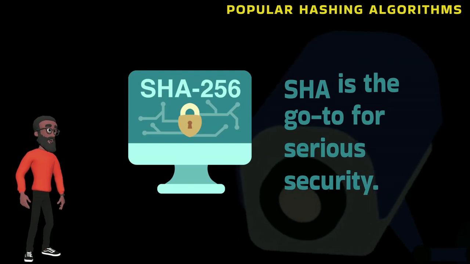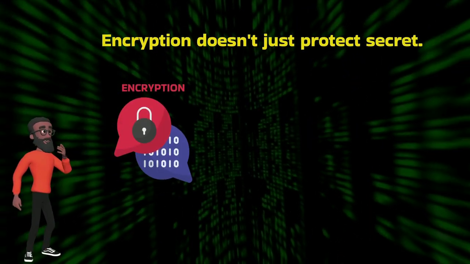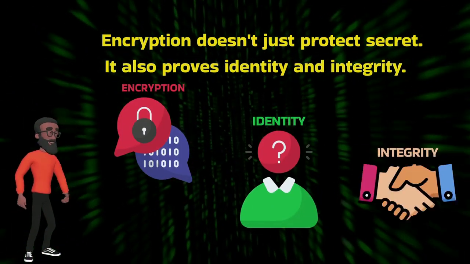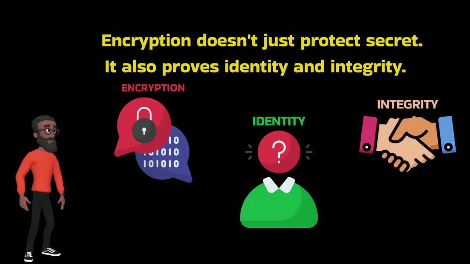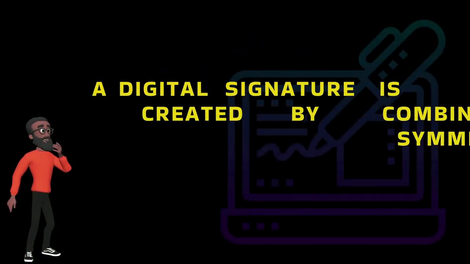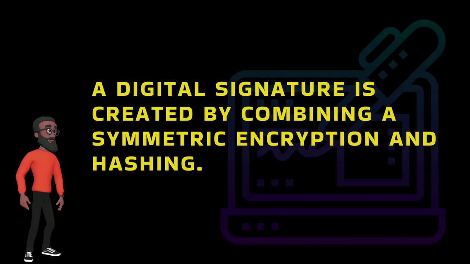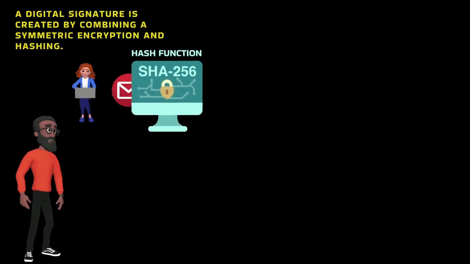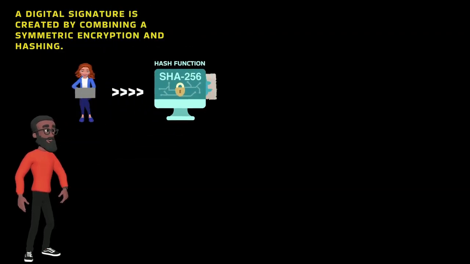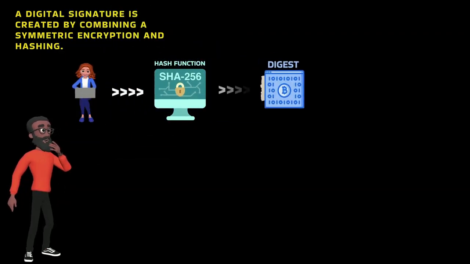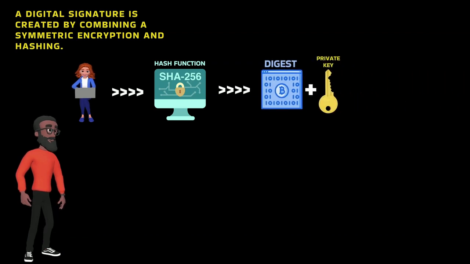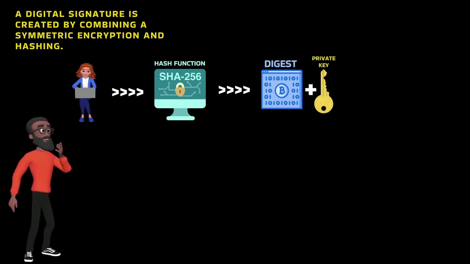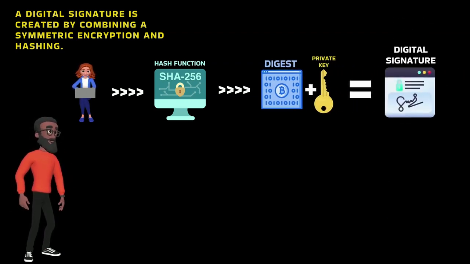Now, encryption doesn't just protect secrets. It also proves identity and integrity. A digital signature is created by combining asymmetric encryption and hashing. Let me give you an example of how it works. Lucy again. Lucy writes a message. She runs it through a hash function like SHA-256 to create a digest. She then encrypts the digest with her private key. This ciphertext becomes the digital signature. Lucy then sends Ricky a copy of the message.